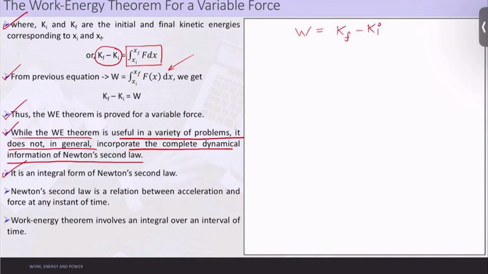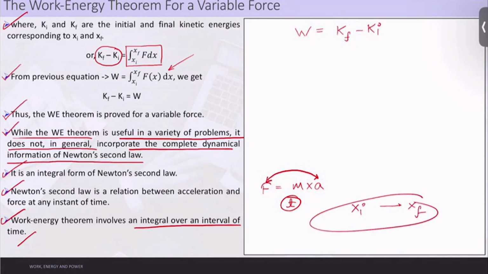Okay, why is it said to be the integral form? Because F dot dx has been integrated. So the F value is being integrated with respect to x. Newton's second law is a relation between acceleration and force at any instant of time. So what is this basically? It is nothing but F equals mass times acceleration. So it's a relation between mass and acceleration at any instant of time. The work energy theorem involves an integral over an interval of time. So during an interval there would have been a displacement from xi to xf, and that has been explained. Correct?